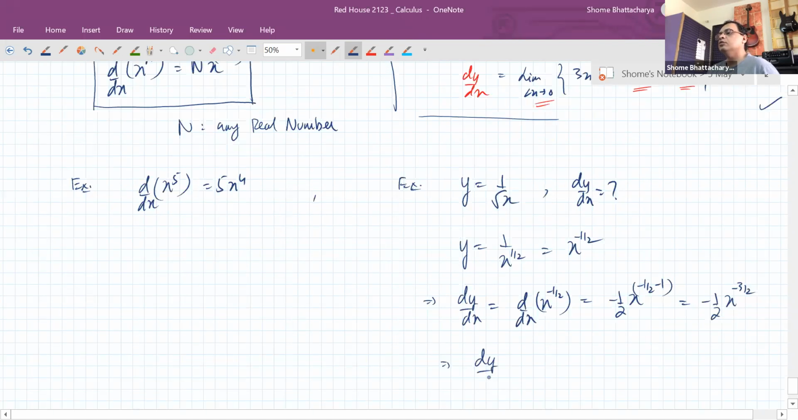So I can leave the answer this way also, or I can bring this to the denominator and write it this way also. Okay, or I can further expand it and write it this way also. Okay, any of these answers are okay because they are equivalent to each other.